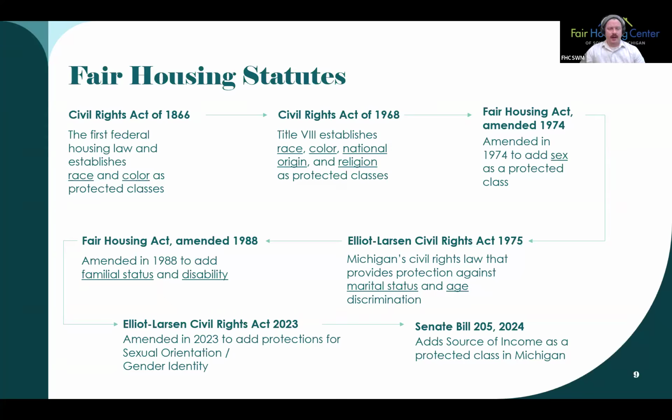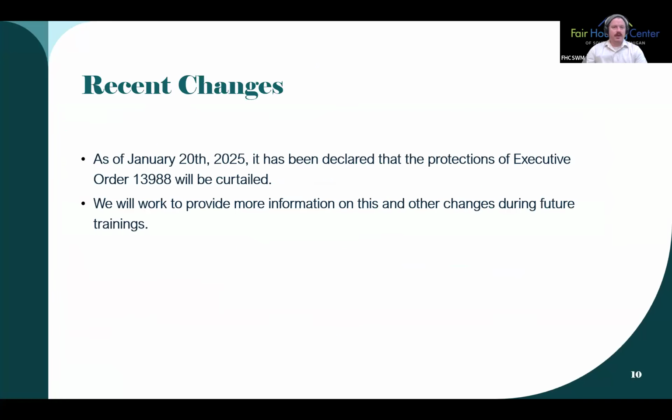And then finally, this latest one, on December 30th, 2024, Michigan Governor Gretchen Whitmer signed into law Senate Bill 205 of the 102nd Legislature, which added fair housing protections based on source of income. We do have some even more recent changes. As of January 20th, 2025, it has been declared that protections of Executive Order 13988 will be curtailed. We'll work to provide more information on this and other changes during future trainings.